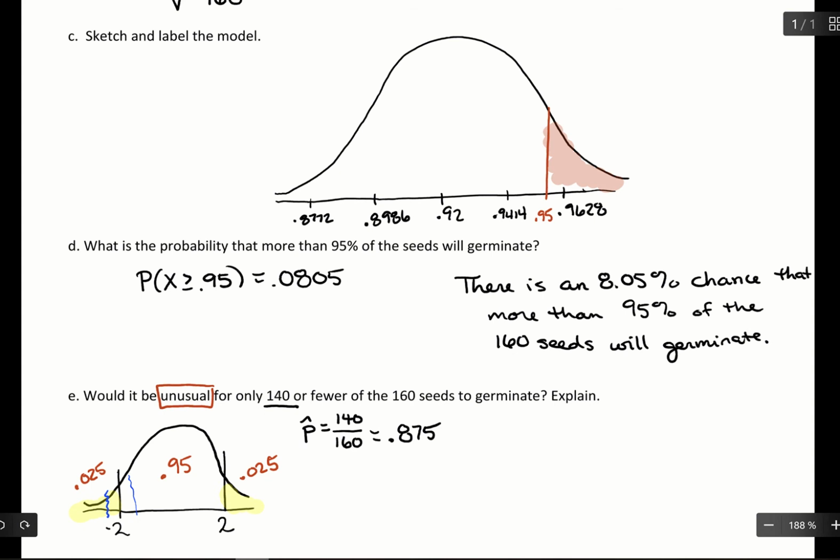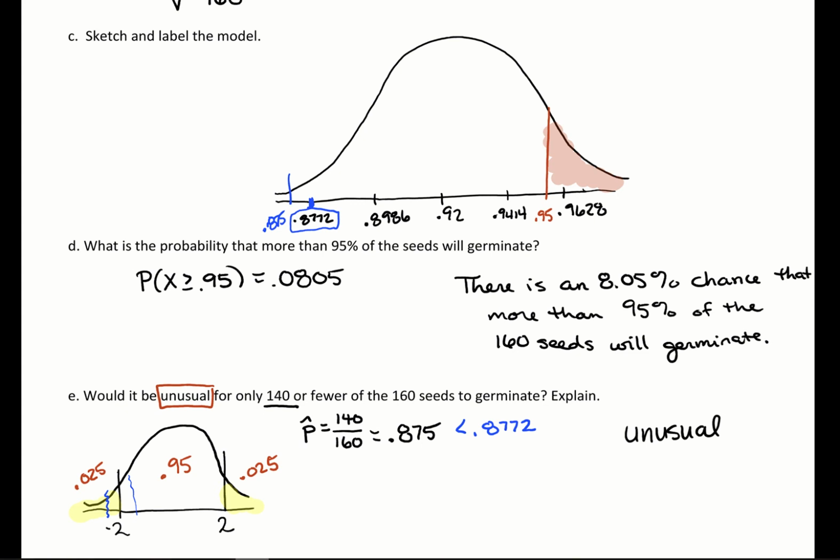So we go to our number line up here, and we can already answer it, because 0.8772 is 2 standard deviations below, and 0.875 is going to be over there. Since we know 0.8772 is 2 standard deviations below and 0.875 is smaller, based on the graph, this is unusual, because it's more than 2 standard deviations away.